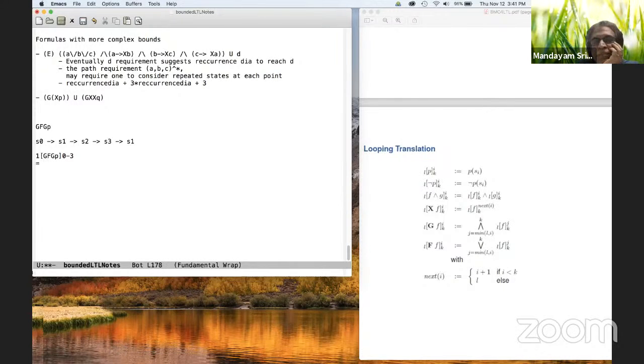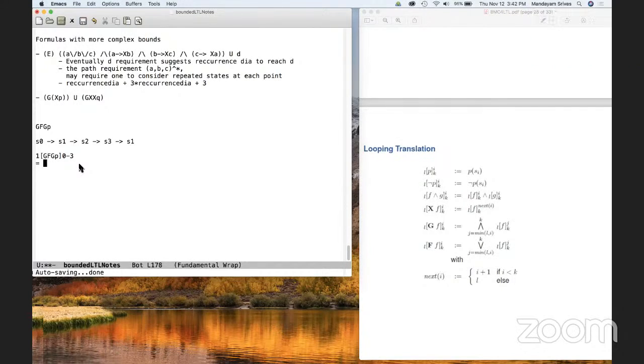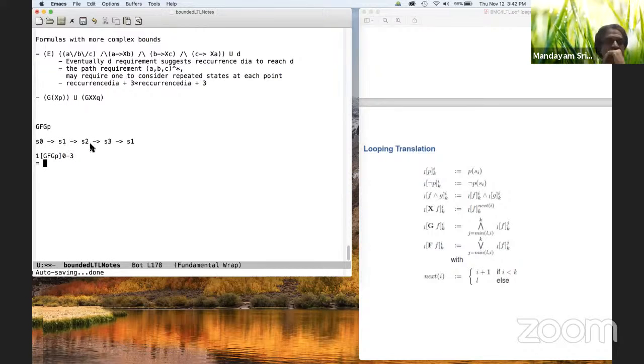The outermost operator is G. So what does the translator say? If it is G, then you have to do the minimum of L and I. L is 1. Therefore, what does this expand to? When we're saying 0 to 3, we're setting k to 3, but the path length is 5. Shouldn't k be set to 4? 1, 2, 3, 4.